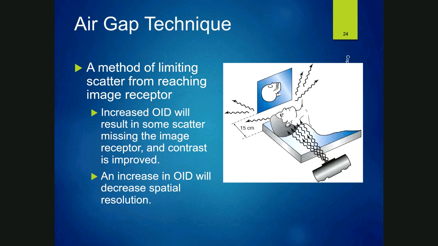We can also offset or mitigate what happens after the production of scatter with the use of grids. We talked about grids, and we can reduce scatter by using something called the air gap technique. Again, not ideal, but it works. The only thing that I really wanted to touch on before I wrap this up was two things. The next to last page in your book talks about scatter control and digital imaging. The takeaway there: digital image receptors are much more sensitive to the effects of scatter radiation.